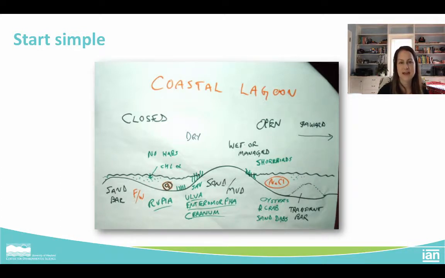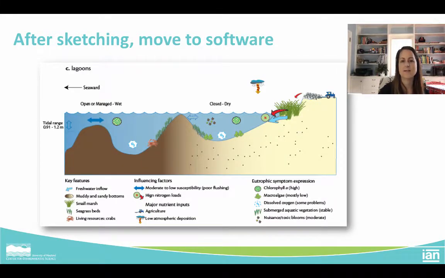So this is just a diagram of a coastal lagoon. This person drew out their diagram, has all of their symbols listed, and then they started in the software. So they sketched out their base, added their water, made a list of their key features and factors.